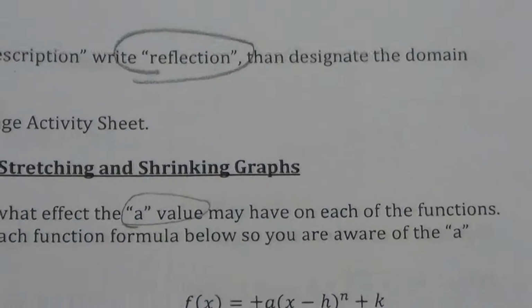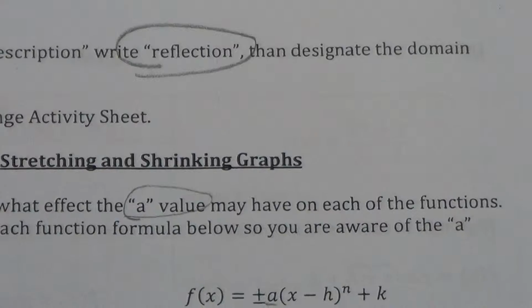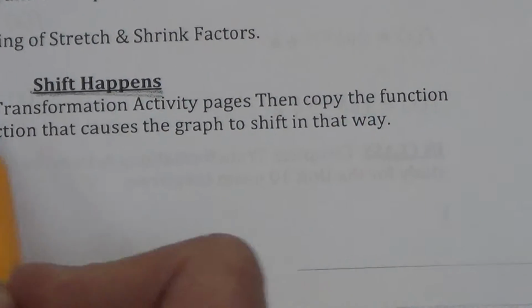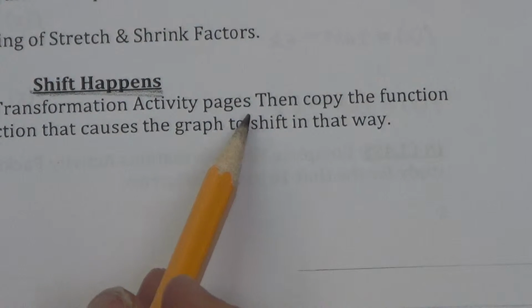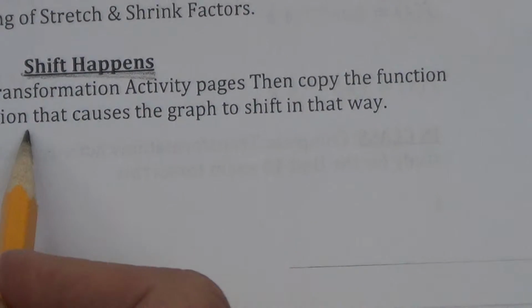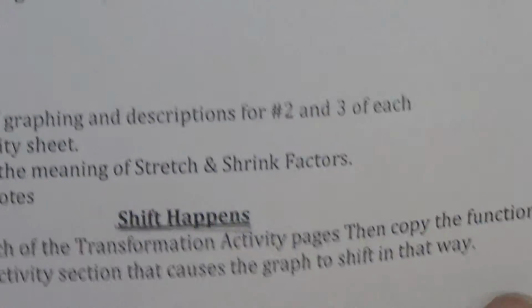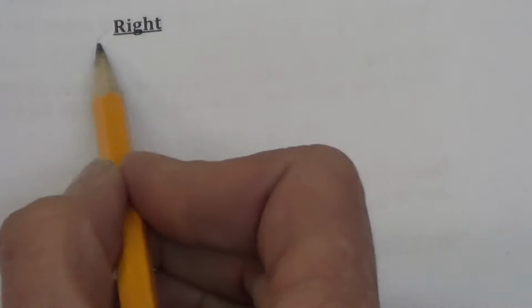This is Shift Happens. It asks you the very first thing on this page, down at the bottom on page 4. I'm asking you to complete number 4 through 7 on the transformation activity pages, and then copy the function equation from each activity section that causes the graph to shift in that way. So we're looking for shifts to the left, up, right, or down. I'll do the first couple with you and then you can finish these up.